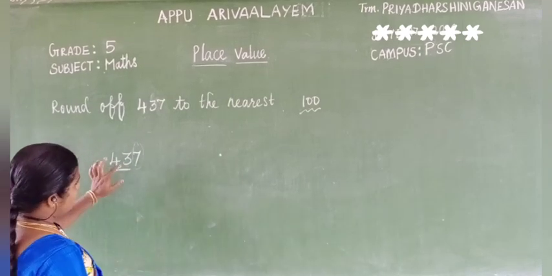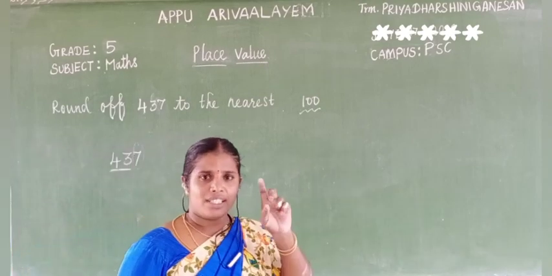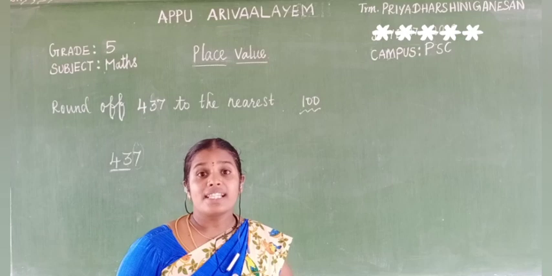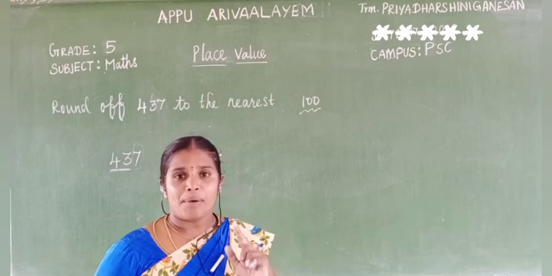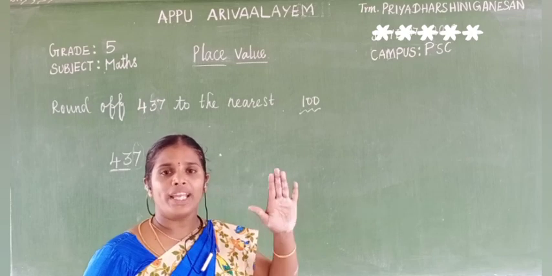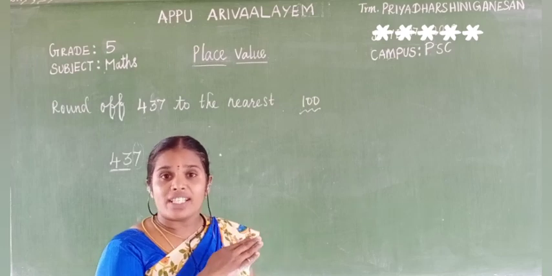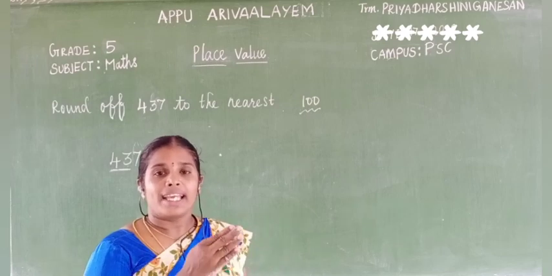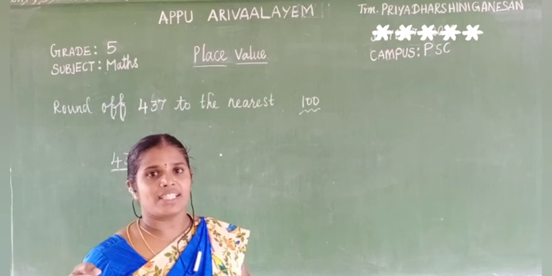See, the number ends with 3. In 4 and 3, 3 is less than 5. When you are rounding, a digit below 5 means rounding down. Exactly 5 or more than 5 means you need to round up.